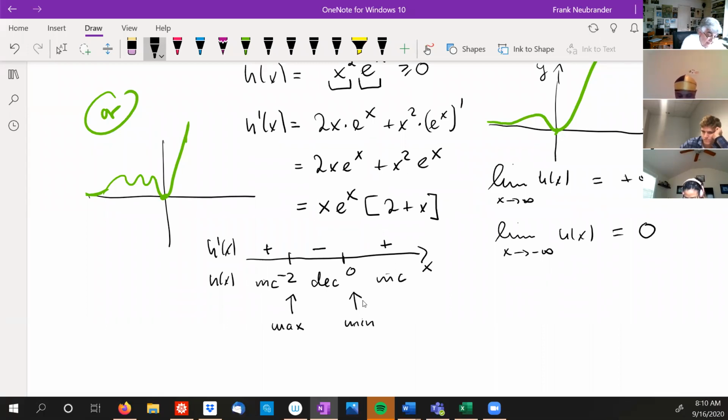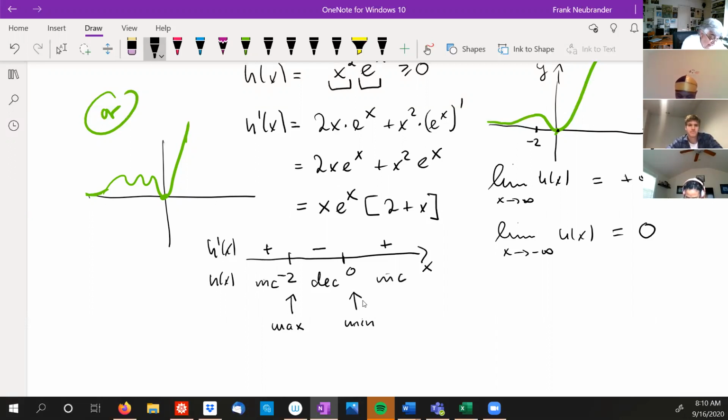So let's go back to our graph. At 0 we have a minimum. At -2 we have a maximum. The slope at -2 is 0 because you have a horizontal tangent line. The slope at 0 is 0 because you have a horizontal tangent line.